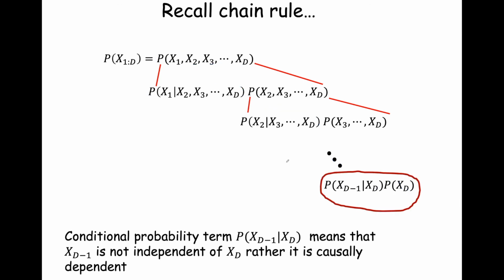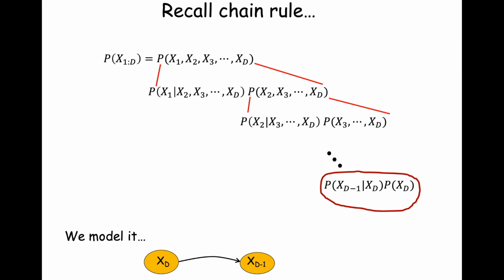And so a conditional probability term, probability of xd minus 1 given xd, means that xd minus 1 is not independent of xd. It's causally dependent. So knowing something about xd will tell you something about xd minus 1. So if we look at the second to last factor in our graph, we have the probability of xd minus 1 given xd. And so what that means is that xd minus 1 is not independent of xd. It's causally dependent. Knowing something about xd tells you something about xd minus 1.